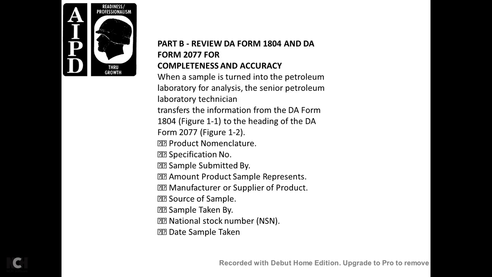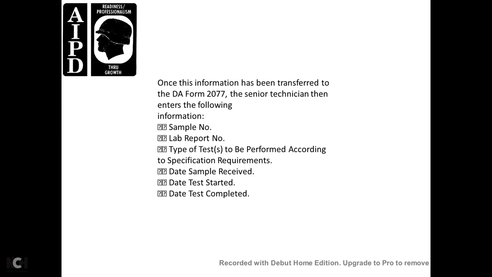When a sample is turned in to the Petroleum Laboratory for analysis, the senior Petroleum Laboratory technician transfers the information from the DA Form 1804 to the heading of the DA Form 2077, in Figure 2-1 and 2-2: product nomenclature, specification, sample submitted, the amount of product sampled represents, manufacturer or supplier, product standard, source of sample, taken by, national stock number, and date sample taken.